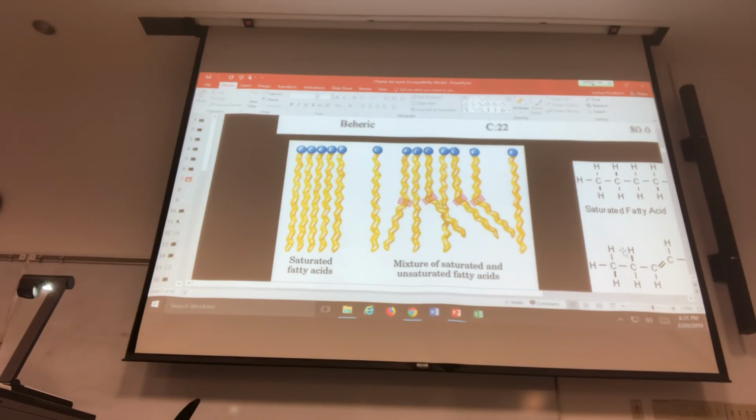Yes? Do we have to know about trans versus cis? The only thing you do need to know is that naturally occurring unsaturated fatty acids are in the cis double bond form. Trans fats are made through industrial processes.